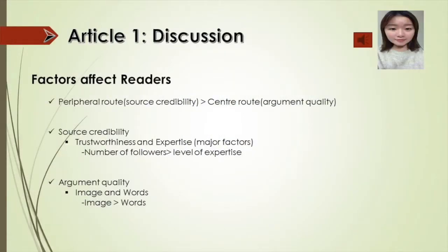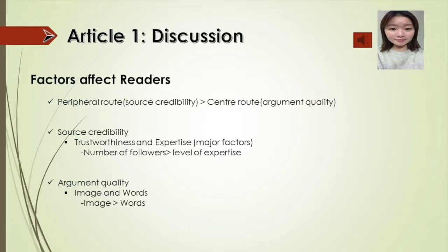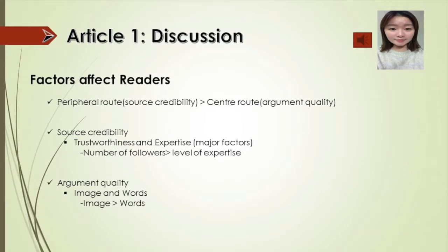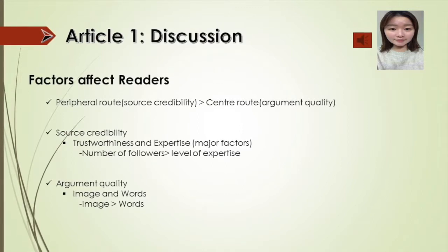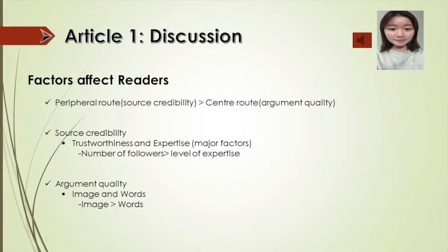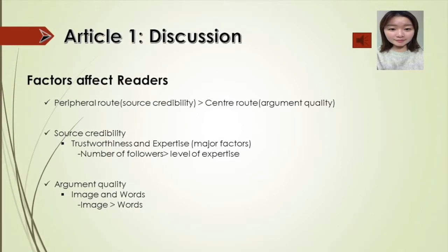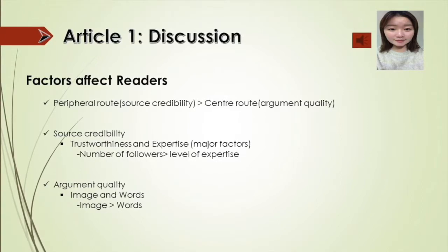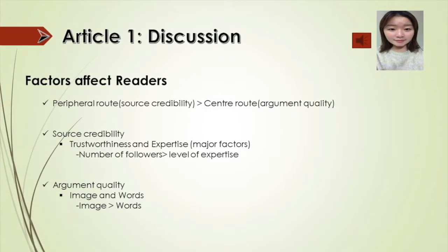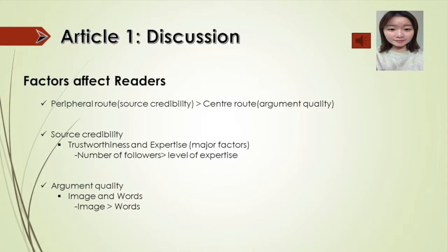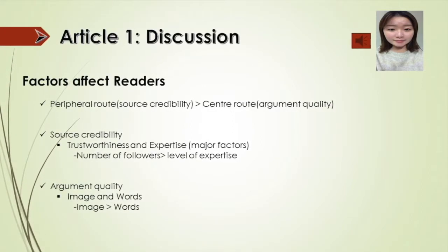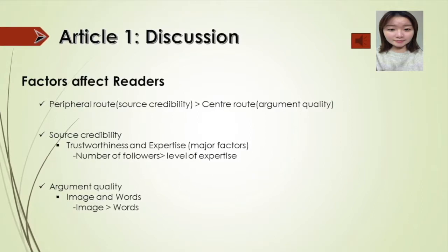Based on the research, the study explores the factors that can influence readers' choice. According to the findings mentioned above, we can make a clear conclusion. In this research, the peripheral route is more useful than the central route. That means source credibility is more useful than argument quality. Through the research, we can easily find that trustworthiness and expertise are the major factors that can affect readers.